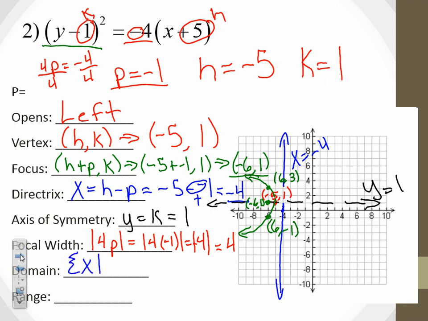Domain on this one, x such that x. Since it's moving left or right, we have to change our domain. Since it's moving to the left, it's going to negative numbers. It's going to be less than or equal to, and then whatever our x value is, which is negative 5. Now, for these ones, when they go left to right, our range is always going to be all real numbers.